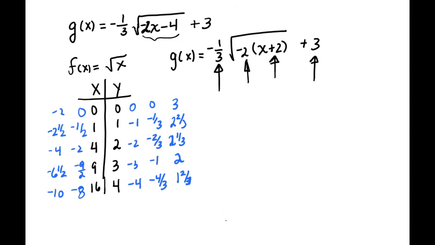Now, to graph it, we will use these final coordinates, which would be -2, 3, -2 1/2, 2 2/3, -4, 2 1/3, -6 1/2, 2, and -10, 1 2/3. You graph those 5 coordinates, you will have the graph of g of x using transformations.